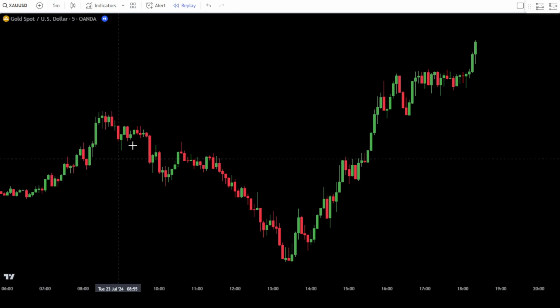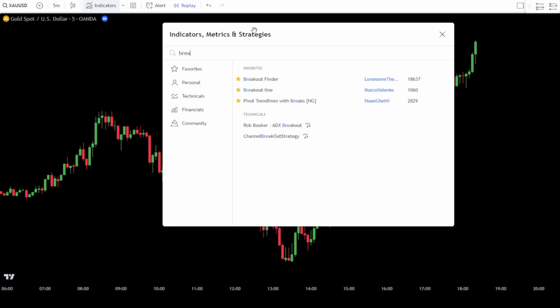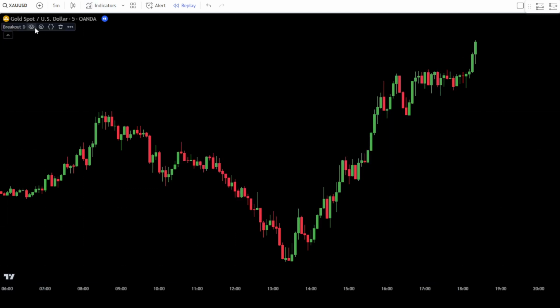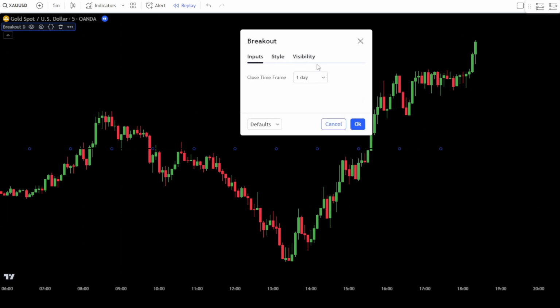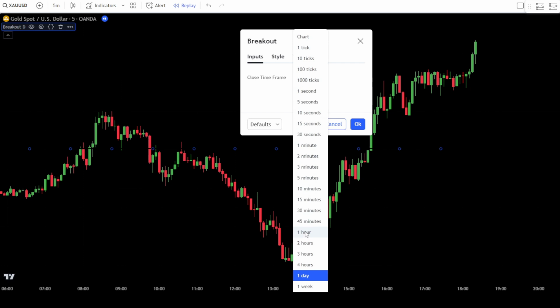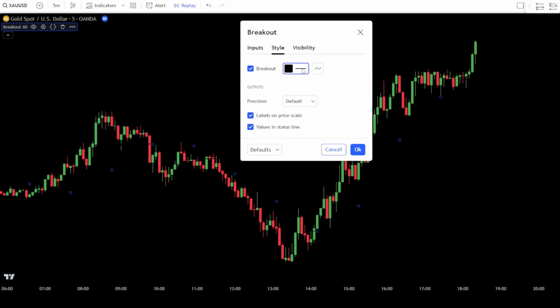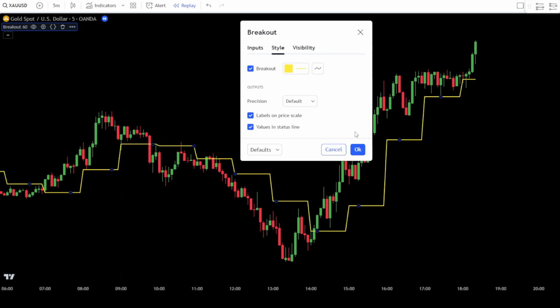Next, go to the Indicator Search tab and type in Breakout Line. Then, select the Breakout Line by Marcovalente. After that, configure the Breakout Line indicator. Since we are using a 5-minute chart timeframe, set the close timeframe to 1 hour. Next, go to the Style tab. In the Style tab, change the breakout line color to yellow. Once done, simply click OK to confirm the changes.